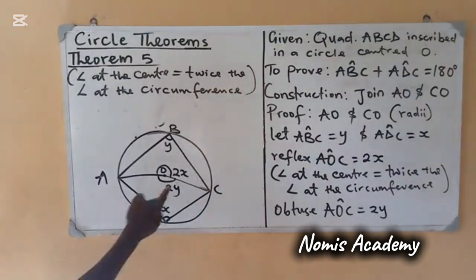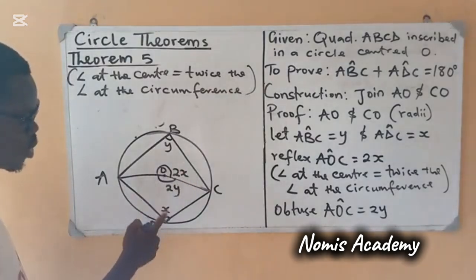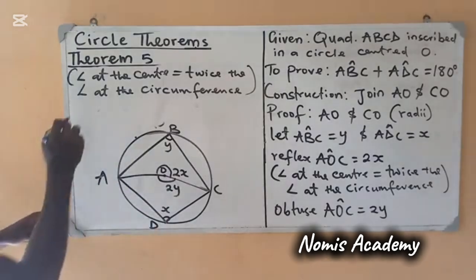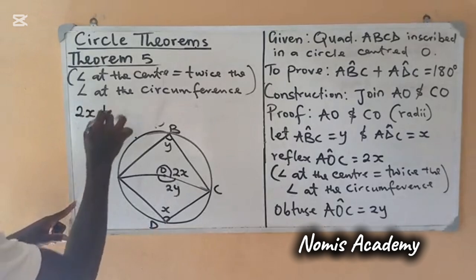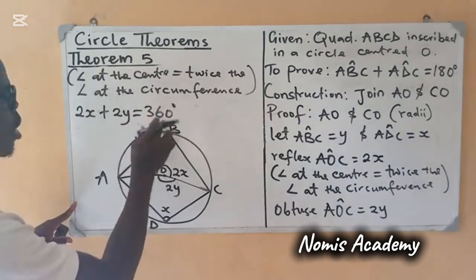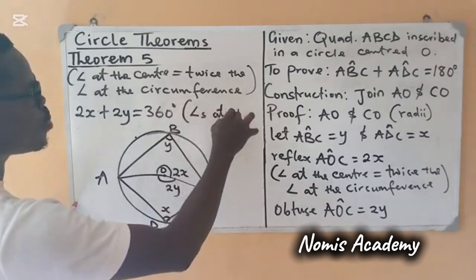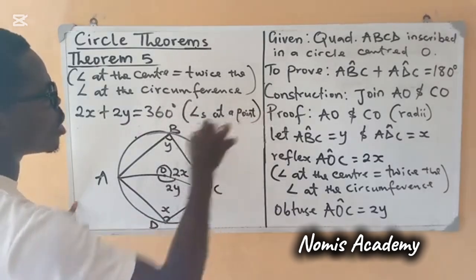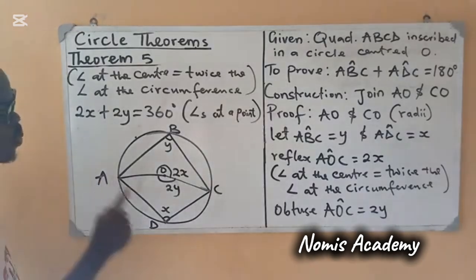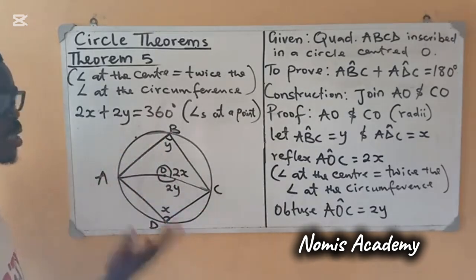Okay, so since this is 2x, twice of x, and 2y is twice of y, then we can also say that 2x plus 2y is equal to 360 degrees. And what is the reason for that? Angles at a point. So our major focus is to prove that x plus y is equal to 180 degrees.